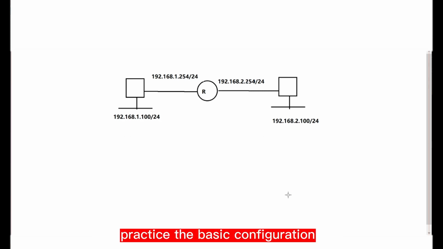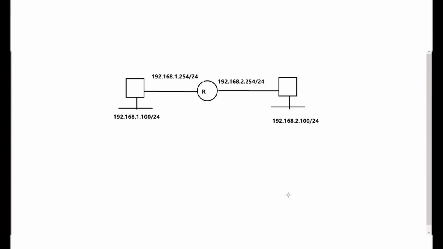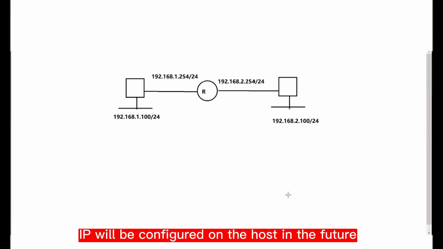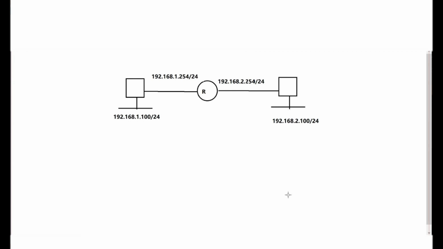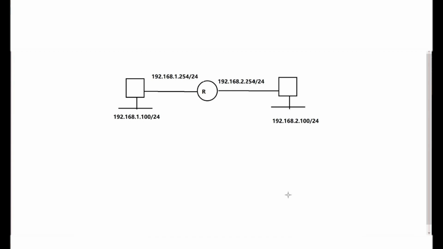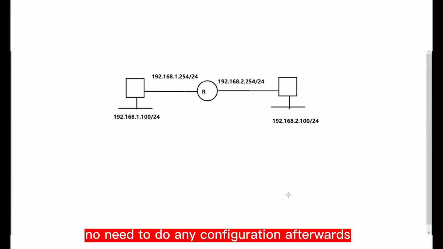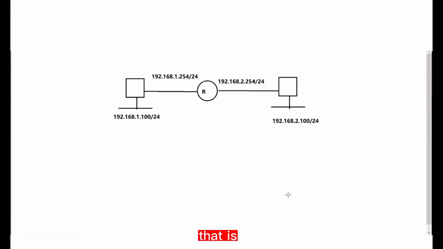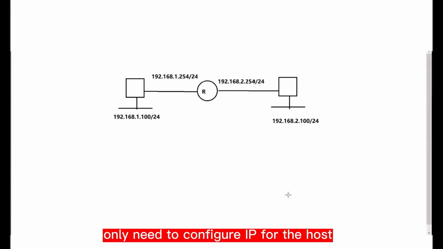Practice the basic configuration. This is the address of both ends. IP will be configured on the host in the future. We just demonstrated configuring IP. Wait a minute and I'll show you how to configure the mask. In addition, the router enters the interface and configures two addresses. No need to do any configuration afterwards. That is, only need to configure IP for the host.